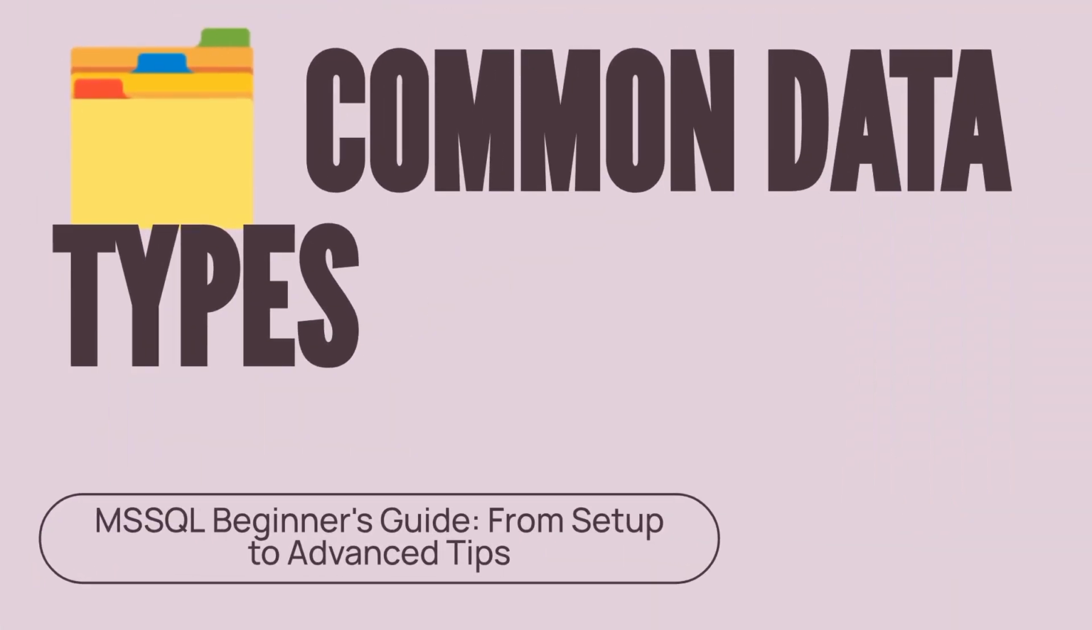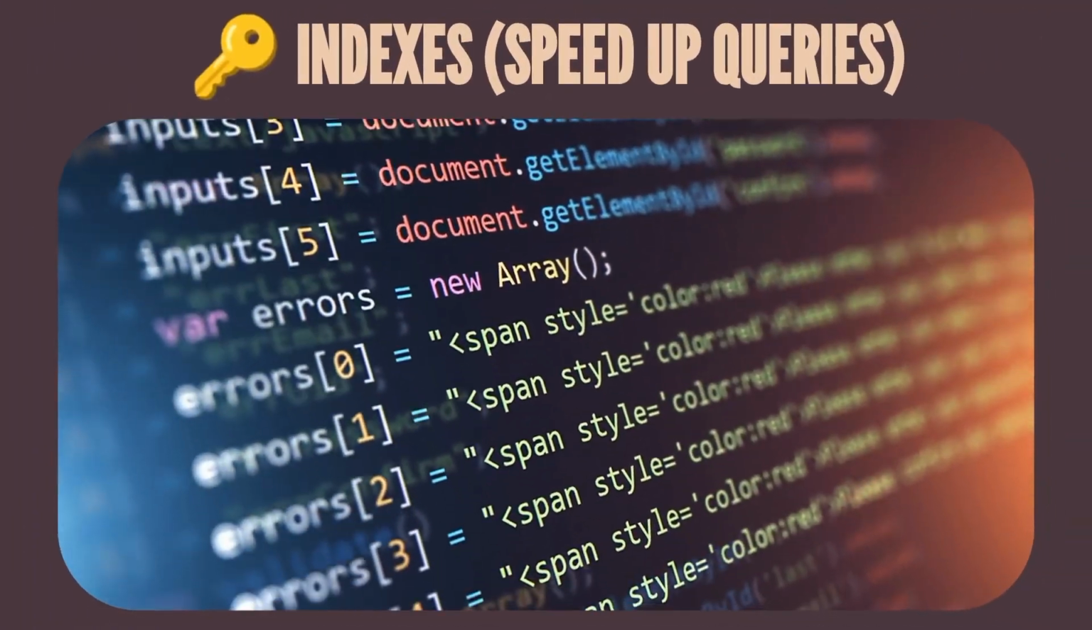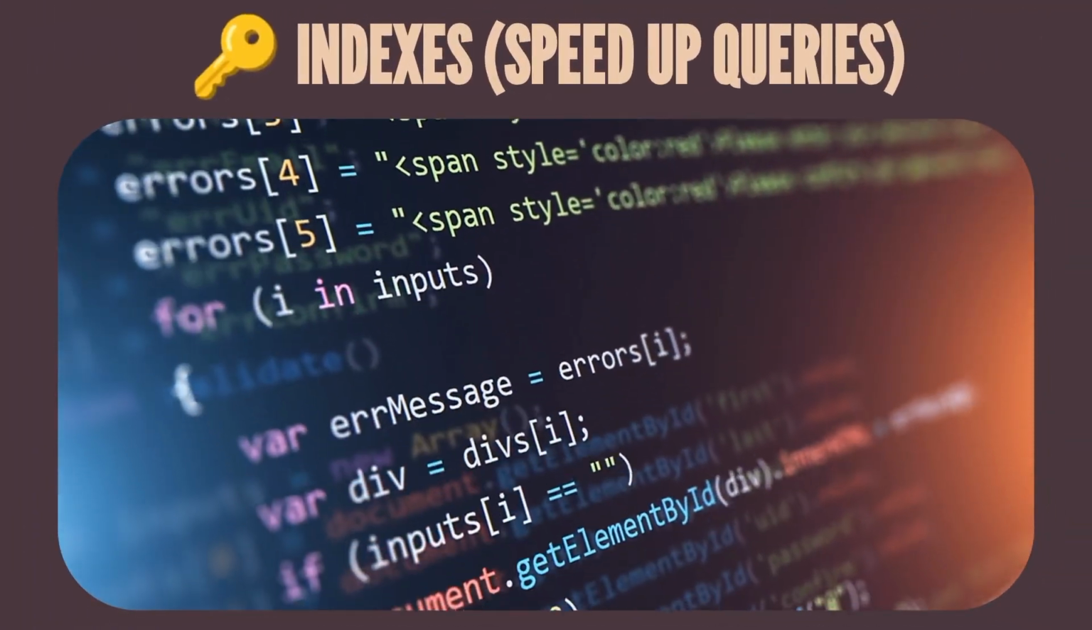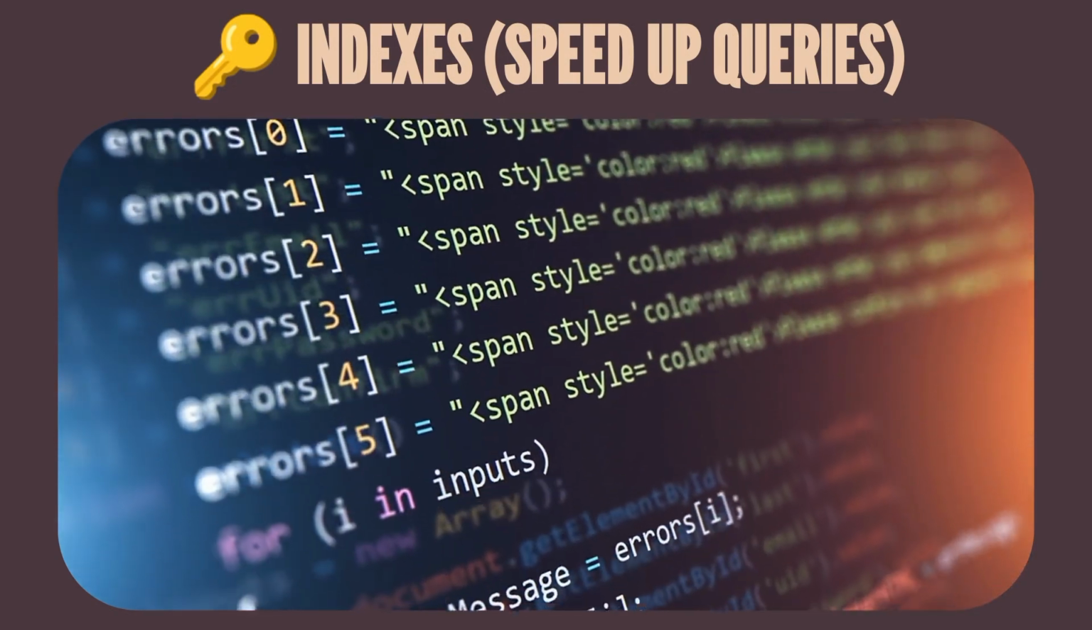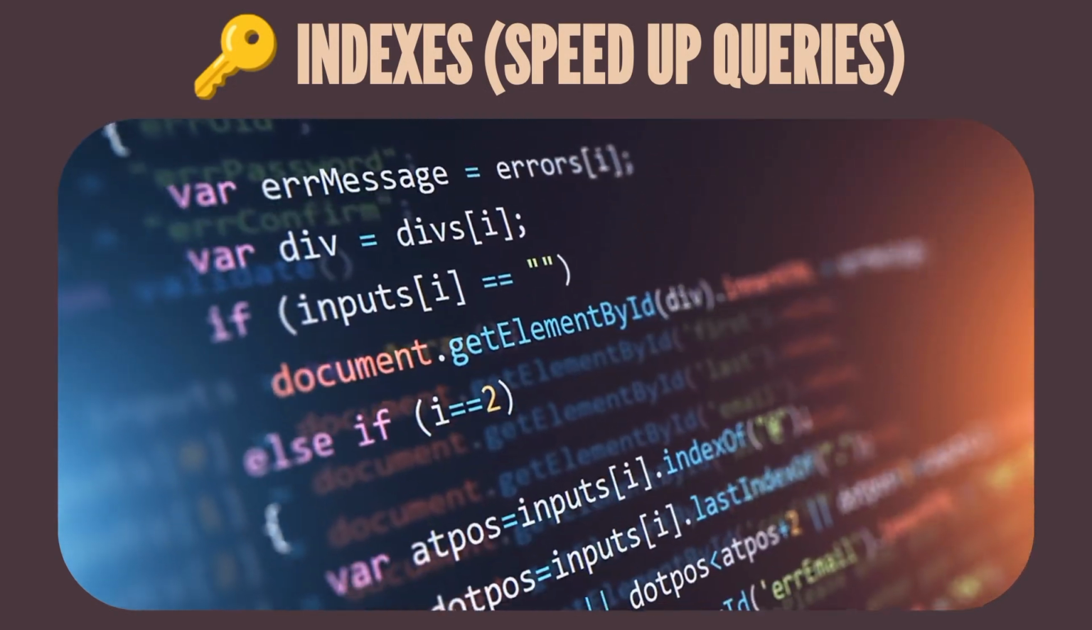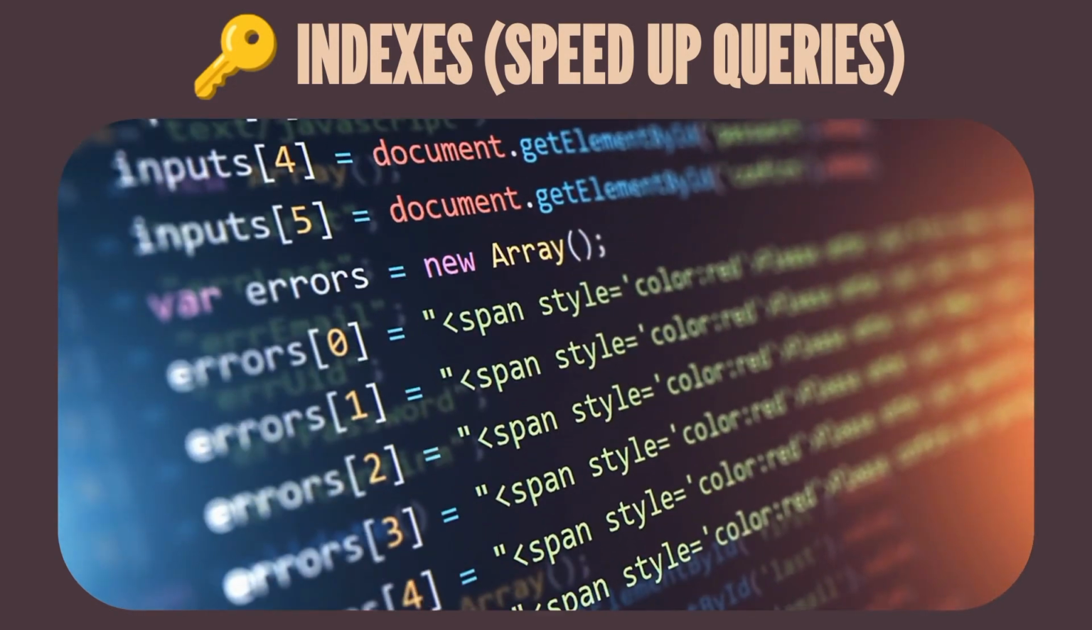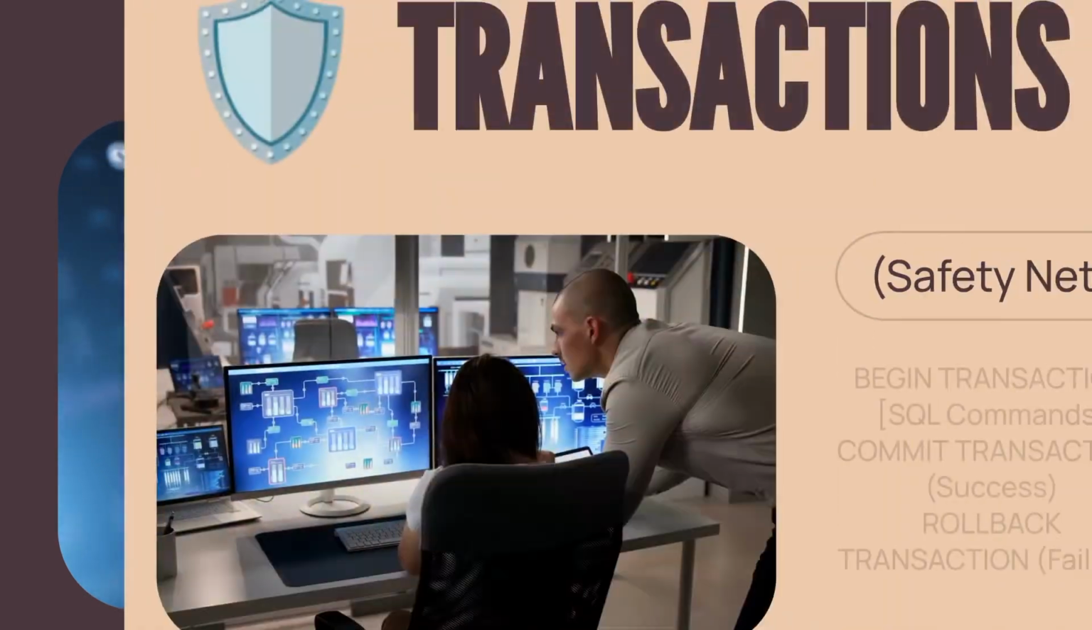Understanding data types is fundamental to defining your database schema correctly. Indexes dramatically speed up data retrieval by creating a structured lookup mechanism, similar to an index in a book. Use them on columns frequently searched or used in joins, but be mindful as they can slow down data insertion.